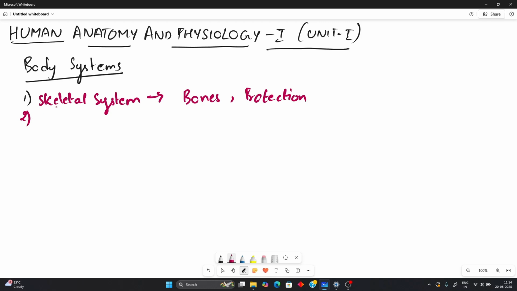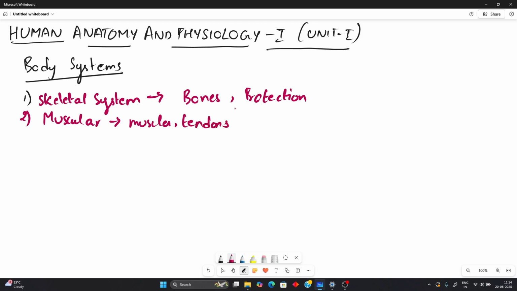The next system is the muscular system. The muscular system is made up of muscles, and also some tendons. When these muscles and tendons are attached to the bones, that forms a muscular system. It not only gives the shape, but also gives the ability to move.